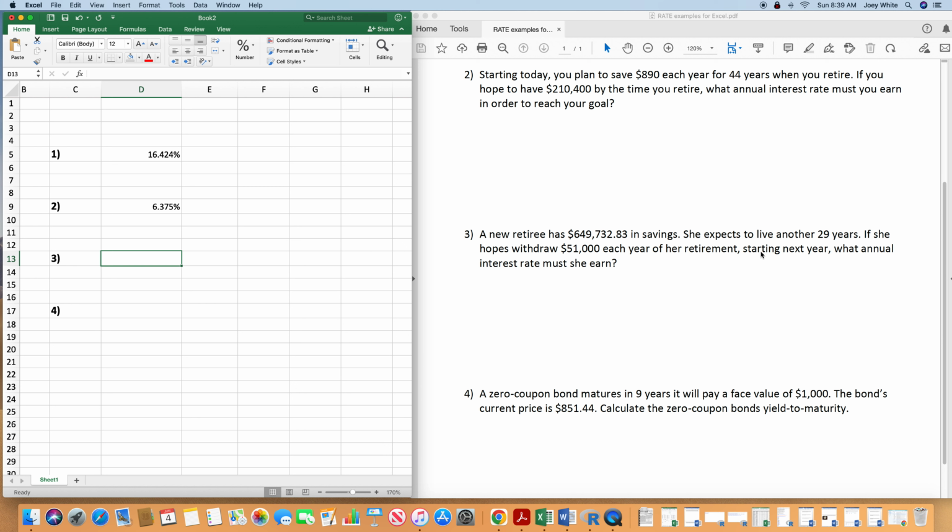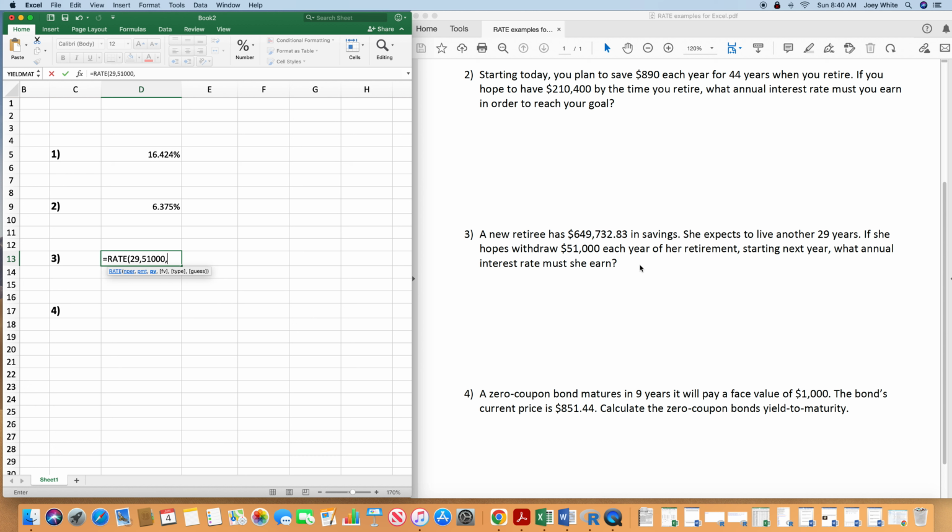And this is an annuity, and because the first withdrawal starts 1 year from today, that means it's an ordinary annuity. So what annual interest rate must she earn in order to have this sort of retirement? Okay, so we'll do equal sign rate once again, and nper is going to be 29. Payment, she's receiving 51,000. That's a cash inflow to her, so that's basically positive 51,000.